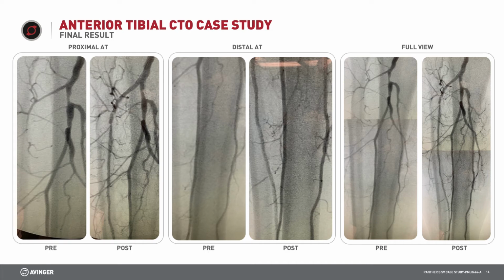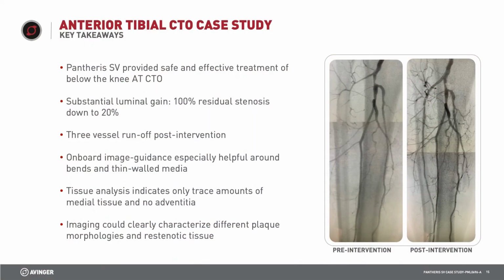That is, in my experience, very unique. As I said, when I treat tibials, this is the only case that I've ever done an atherectomy on a tibial and not followed it with a balloon, and look at that result. So in summary, what I will say is that the small vessel Pantheris device in this patient allowed us to do a much more aggressive debulking procedure below the knee with a tremendous degree of safety and comfort.